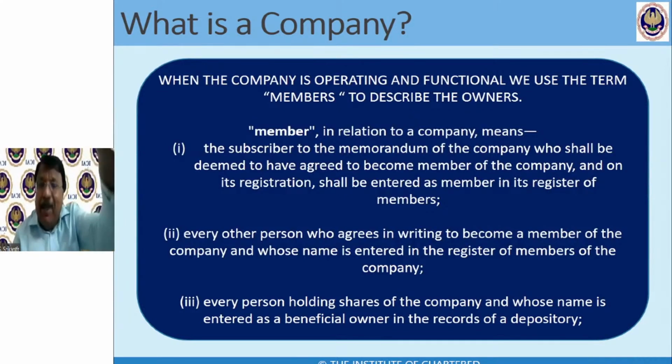Now, then he will become a member. So, a subscriber to the memorandum, and every other person who agrees in writing to become a member and whose name is entered in the register of members, is a member. Every person holding shares of the company and whose name is entered as a beneficial owner in the records of a depository. Now, a small point. Once a company's shares become listed, we will see that there is compulsory dematerialization. So once you become a member of a listed company, you cannot hold the shares in physical form. It will be allotted only in dematerialized form. It will be credited to the account of your depository. More about it when we come to dematerialization.